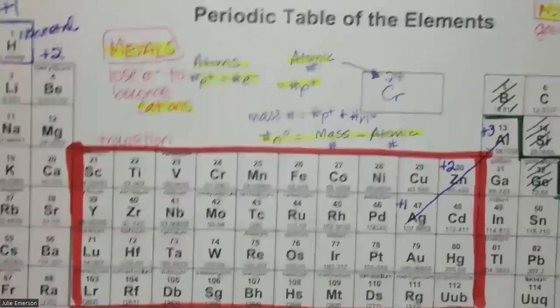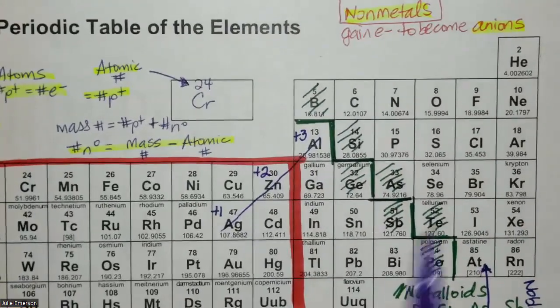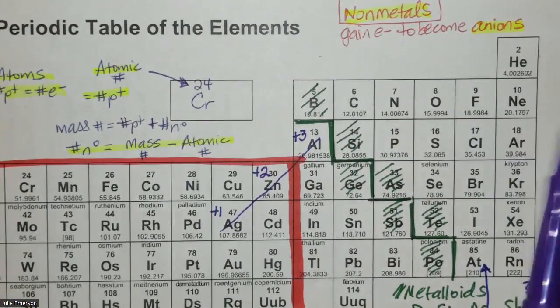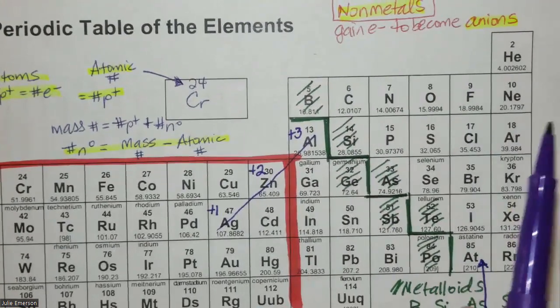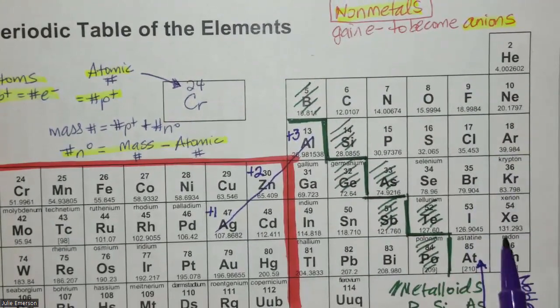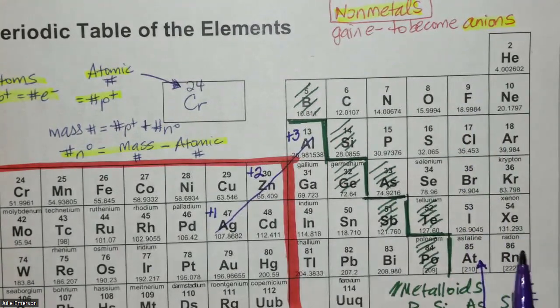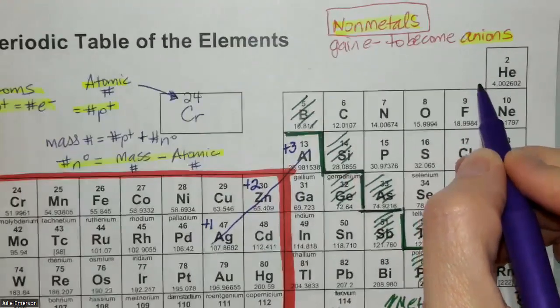All right. If we go to the right of the metalloid stair step, remember now we're talking about nonmetals that want to gain electrons. And it goes back to that valence shell, the outermost occupied shell, and trying to look like a noble gas. So fluorine, there we go. Fluorine has 7 valence electrons.